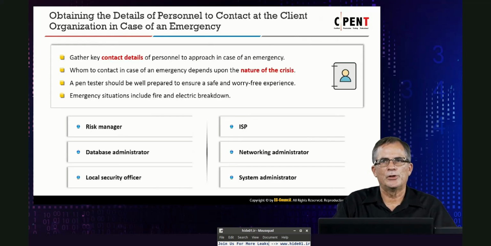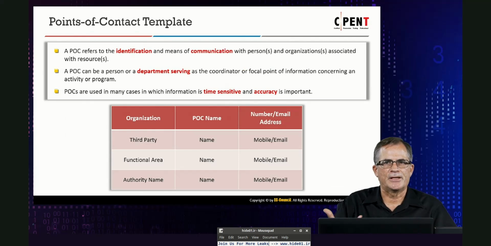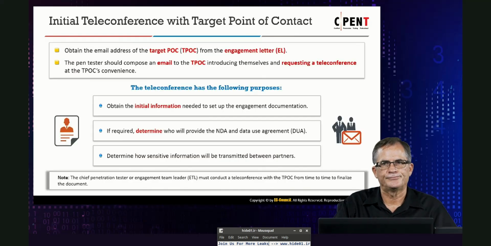And then we look at the contact details. We've got to have the risk manager, the service providers, the database administrator, network administrator, local security officer, and the systems administrator. We'll make sure we have all these defined for normal situations and all these defined for emergency situations. There's a template for you. Here's an example: we've got the organization, point of contact name, the number, email address, and you get the idea. Third-party functional area, authority name, information you can do. Again, just another example and a reference for you.